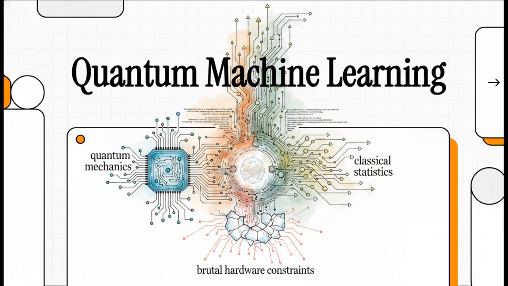QML is not magic. Actually, it's a highly specialized hybrid engineering discipline. We're talking about a rigorous blend of quantum mechanics, software engineering, and classical statistics, all trying to figure out if quantum systems can give us specific representational or sample efficiency edges. And let me tell you, pulling that off means battling some truly brutal hardware constraints.